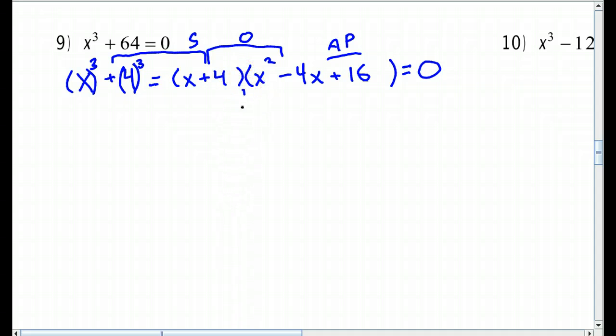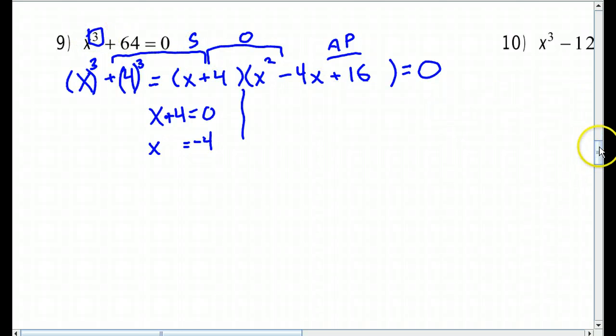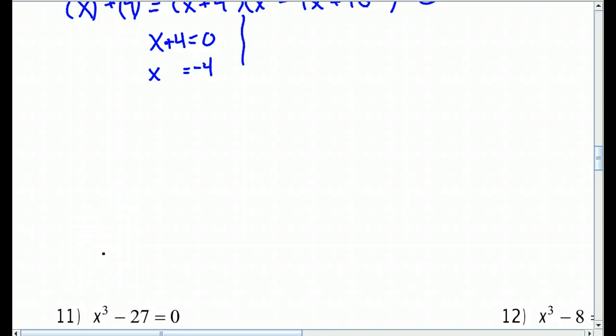All right, so here we go. So x plus 4 equals 0. So x equals -4. So we got one of our 3 roots already finished. That's -4. So we can say x equals -4.